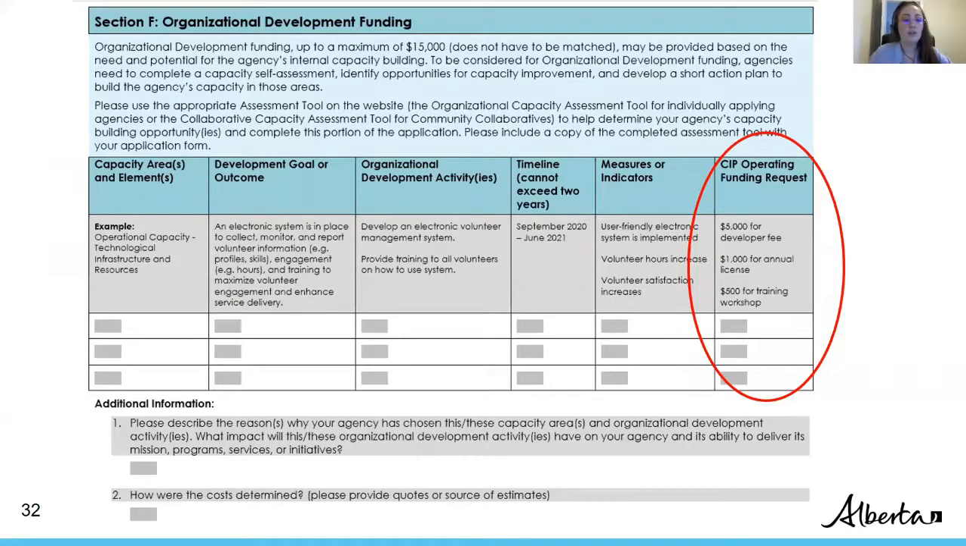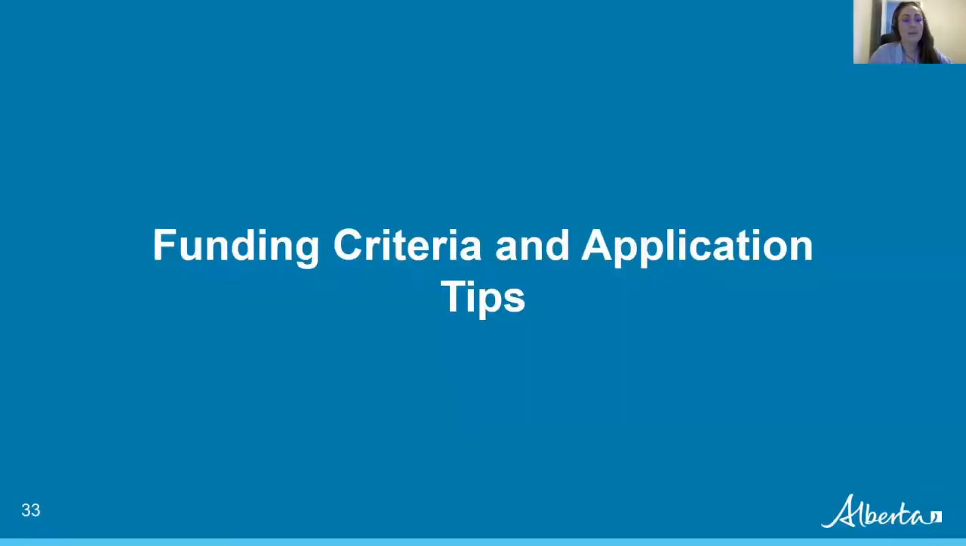This is what Section F of the application form looks like. Section F provides further breakdown of the capacity element being worked on, including the goal or outcome, the activities to get there, the timeline, measures or indicators of success, as well as the cost for each portion. The information in Section F of the application should be consistent with your budget summary information on the CIP operating budget template. Next, we will discuss some funding criteria and application tips.